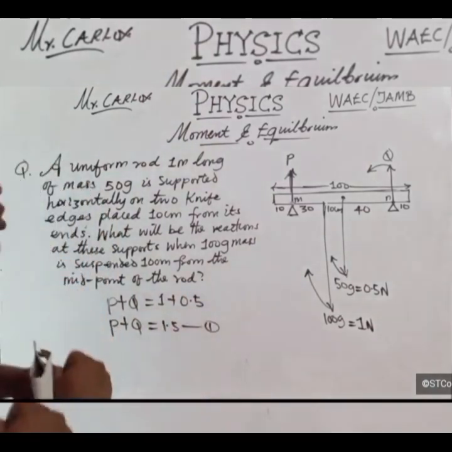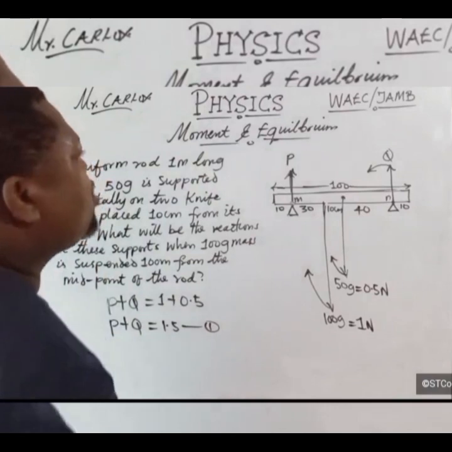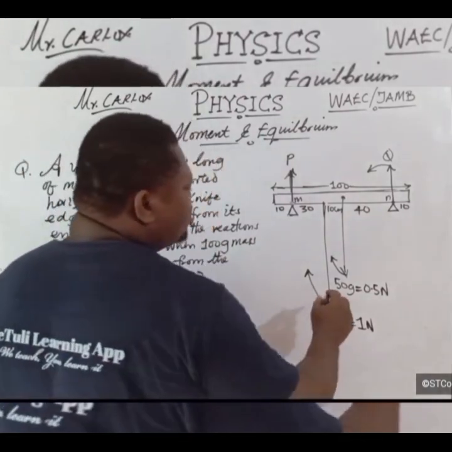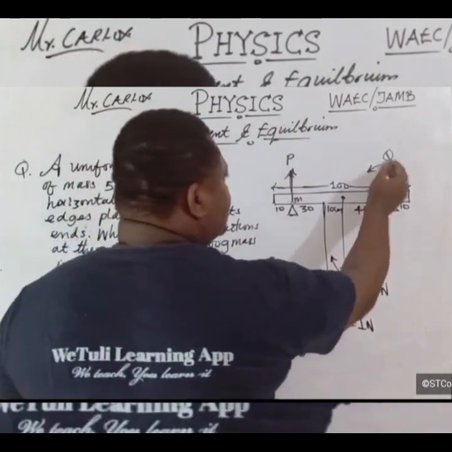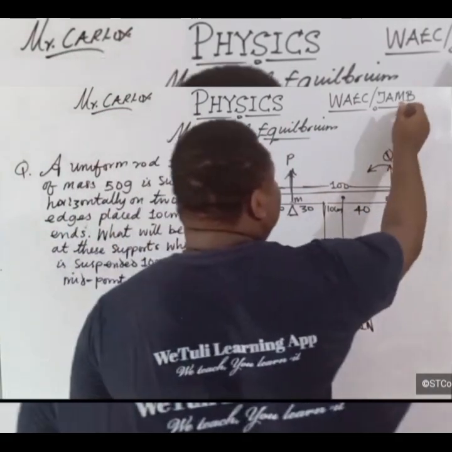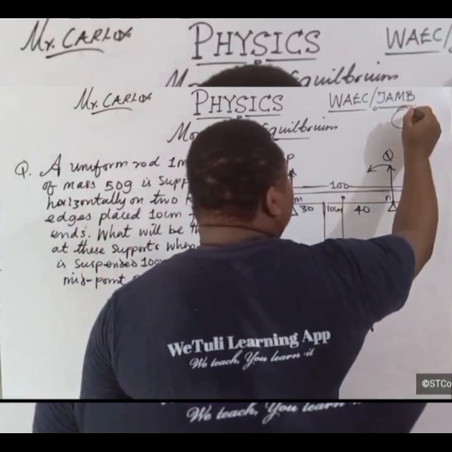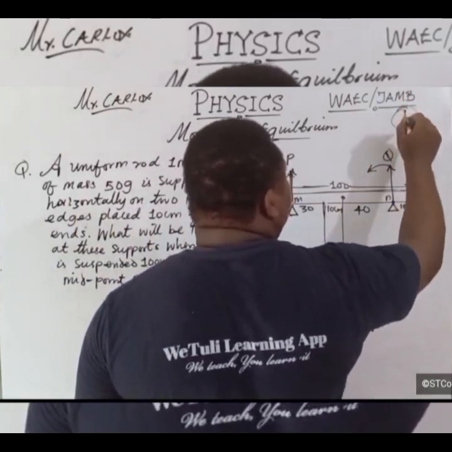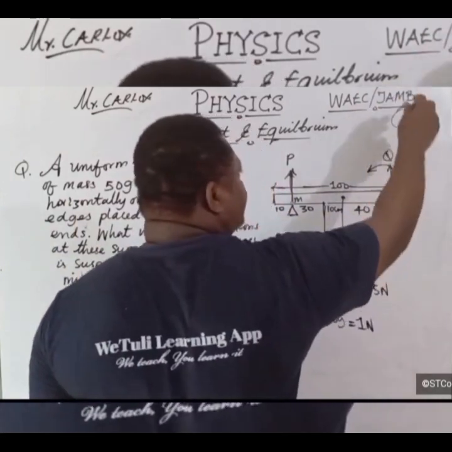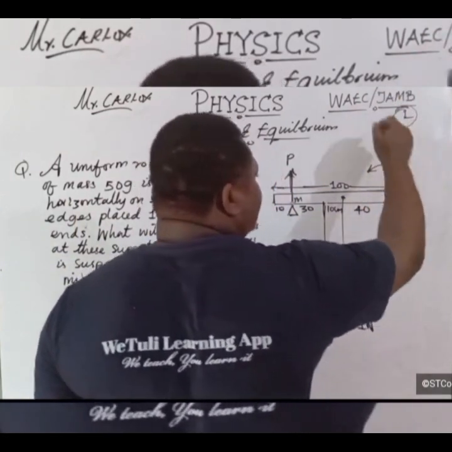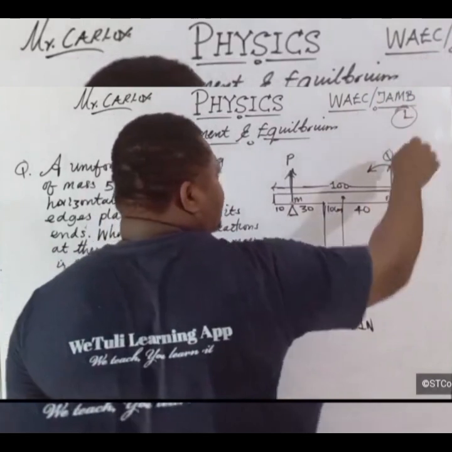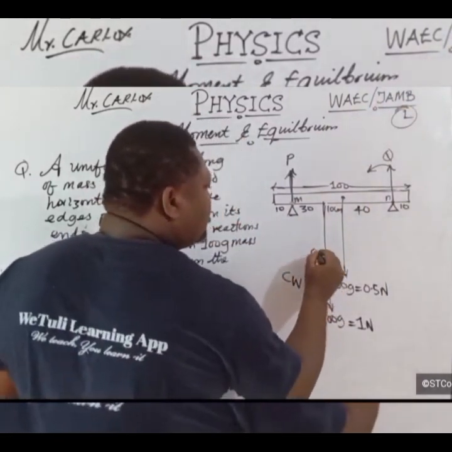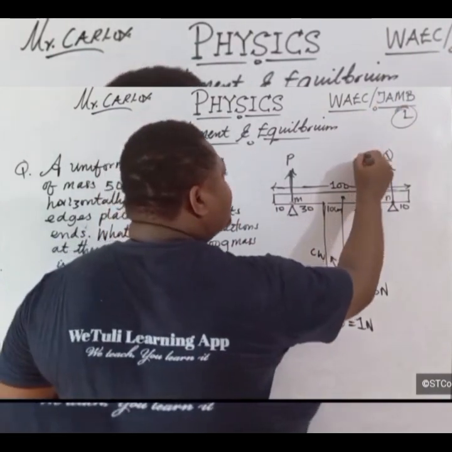Now the next one: clockwise moment is equal to anti-clockwise moment. So let's look at this one now. This is the clock, and it moves like this. So here is clockwise, here is also clockwise, and here is anti-clockwise.